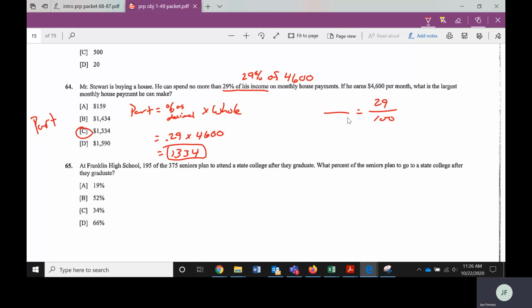Okay, the other method, we know 29 goes here. 4,600 is the whole amount he makes, and he's going to use part of it to pay. Okay, so again, we take the cross multiple, the diagonal with two numbers. So we take 4,600 times 29, which is 133,400. Divide by the other number, which is 100, and we get the $1,334.